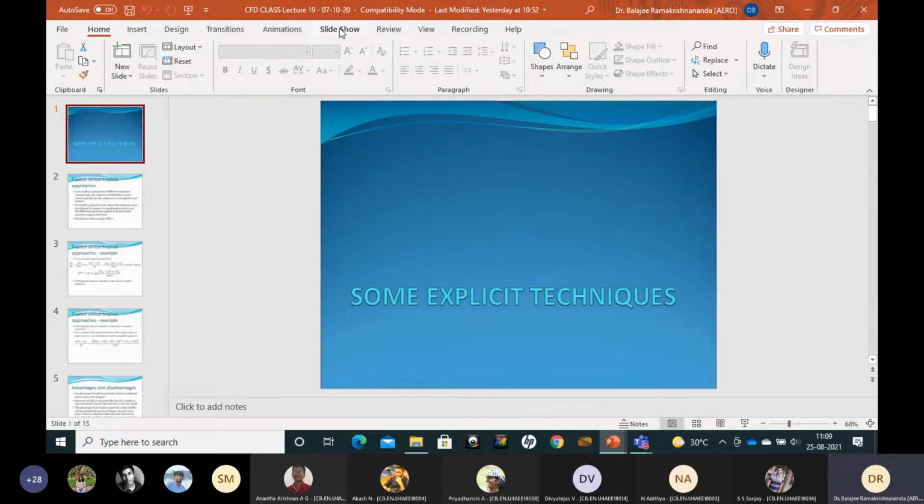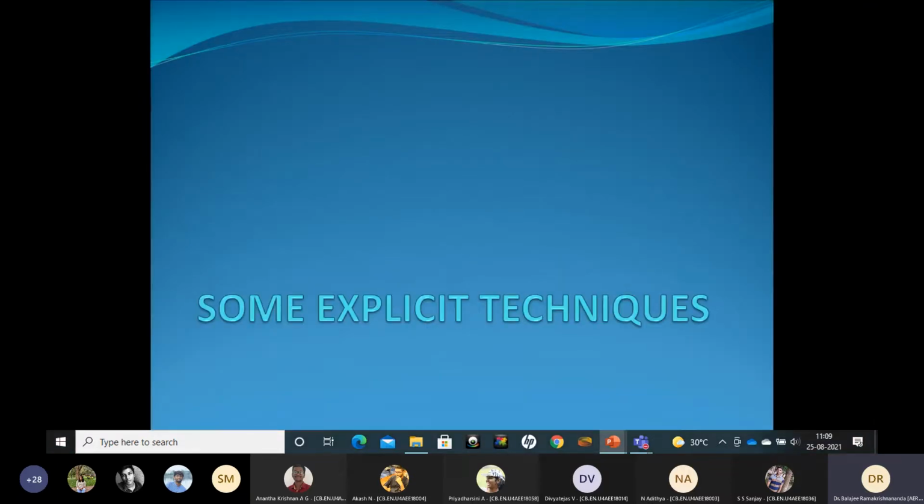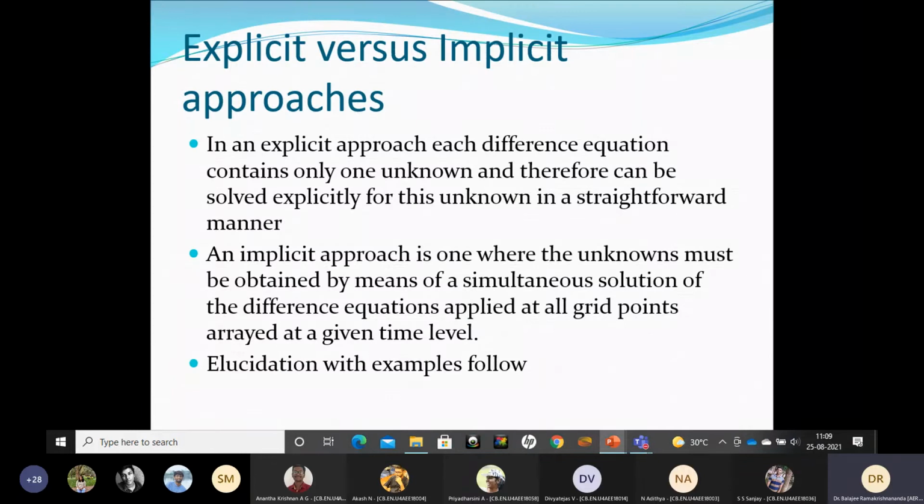What is explicit and implicit, we need to know. In an explicit approach, each difference equation, which means finite difference equation, FDE, contains only one unknown and therefore can be solved explicitly for the unknown in a straightforward manner. For example, in the assignment problem which you were given for the Laplace equation, the left hand side contains only phi of ij at time n plus 1.